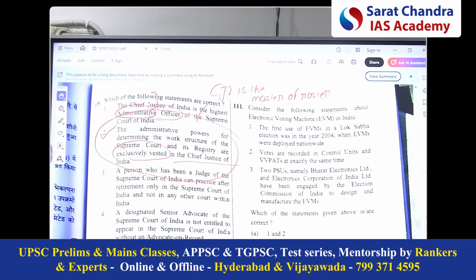Then third, a person who has been a judge of Supreme Court of India can practice after retirement only in the Supreme Court of India and not on any other court within India.